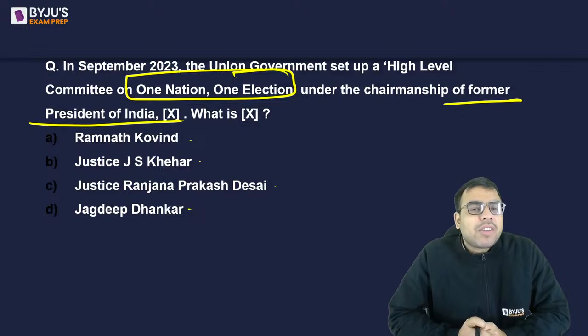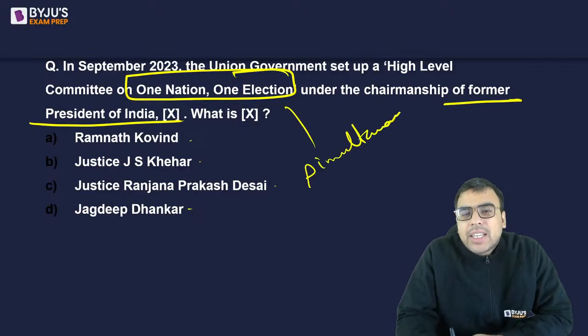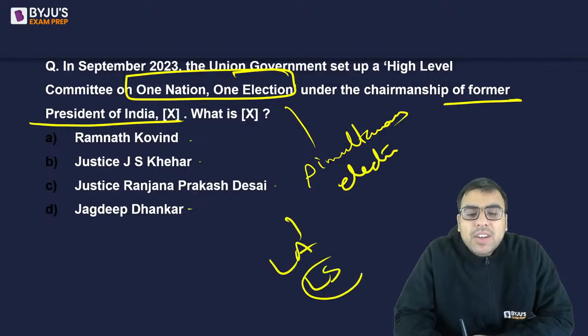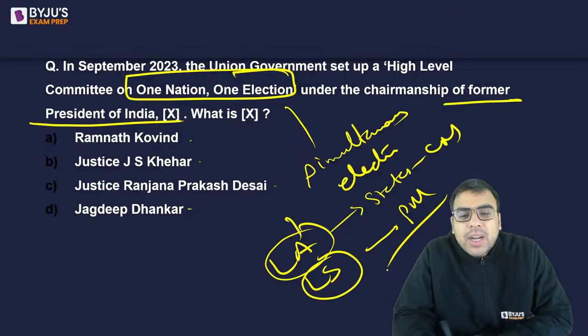High level committee on one nation, one election. Yes, simultaneous election. Simultaneous election का क्या मतलब हुआ? मतलब the legislative assembly elections and the Lok Sabha elections will happen simultaneously. सारे states में एक साथ election होगा chief minister का, है ना? And prime minister का मतलब लोक सभा का and election will happen at the same time once.